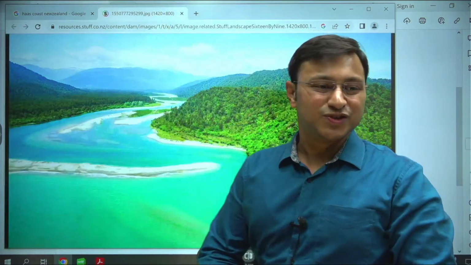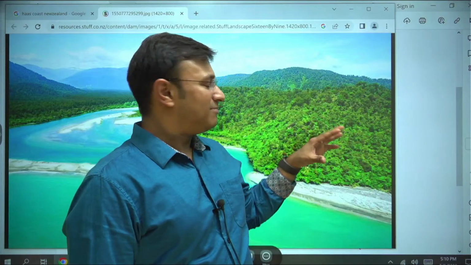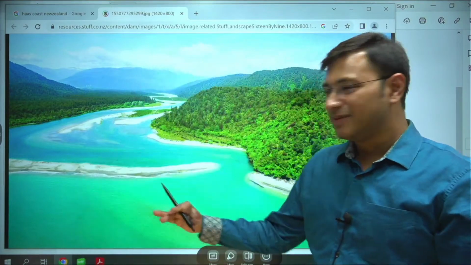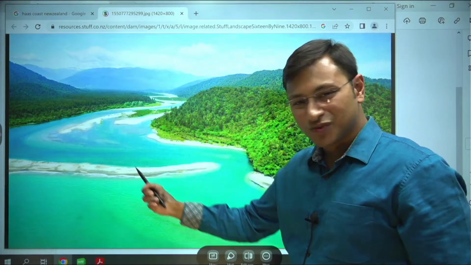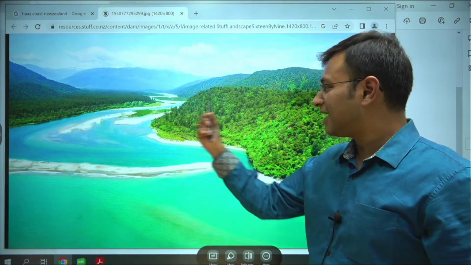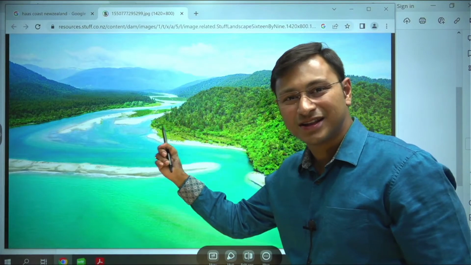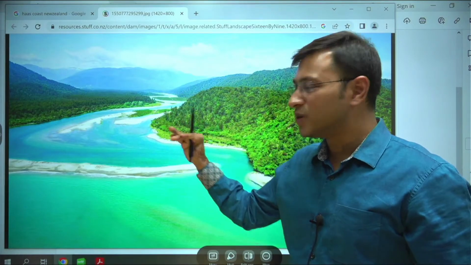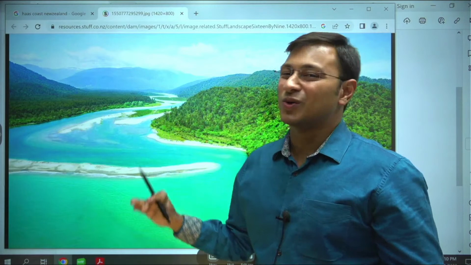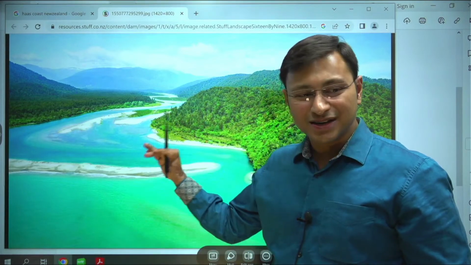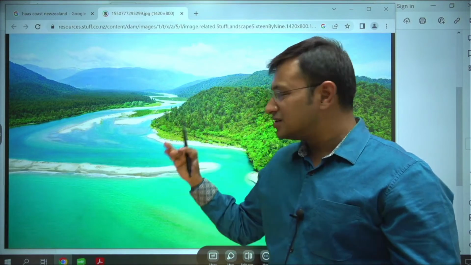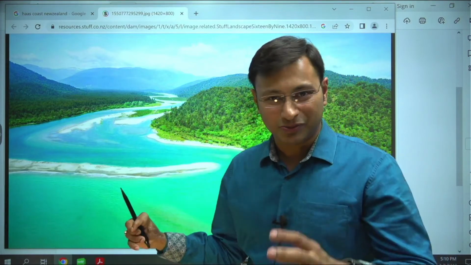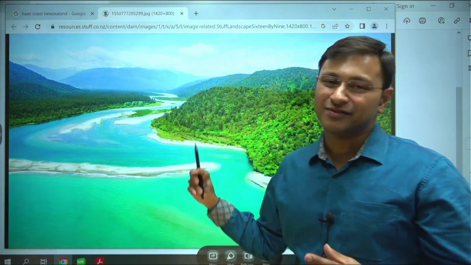So the image which you are seeing just behind me is a very beautiful image of the East Coast of New Zealand. If you can see over here, this is one of the rivers which is meeting the sea, and if you see this dense evergreen temperate vegetation, this is very unique to only certain locations of the world, and New Zealand is where this rainforest does exist in its most pristine form. They are very untouched and they are very beautiful.